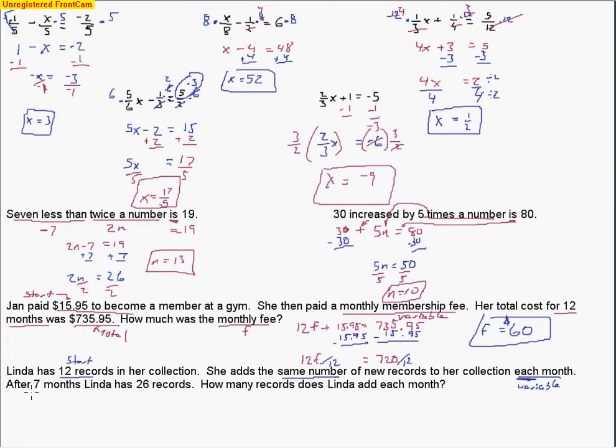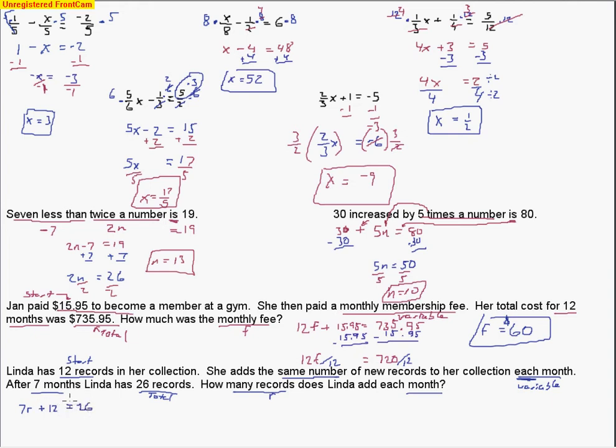So after 7 months, she has 26. So this is our total now. And this is what we're changing to that variable amount. So we're going to start with this 12. Well, and it says how many records does Linda add each month. So this is our variable we don't know. So let's call R. How many records we don't know. So R. But we do know the number of months. It's 7 months. 7 months times the number of records plus the amount that she started with. And then it's going to equal 26.